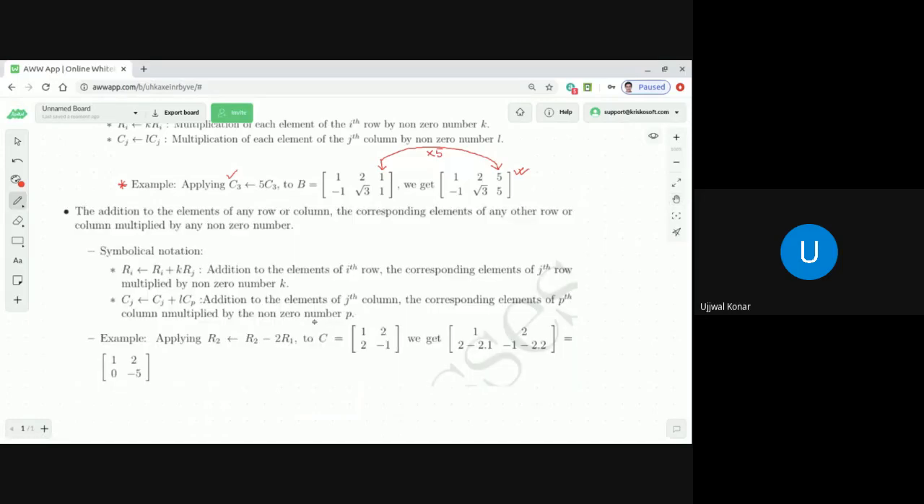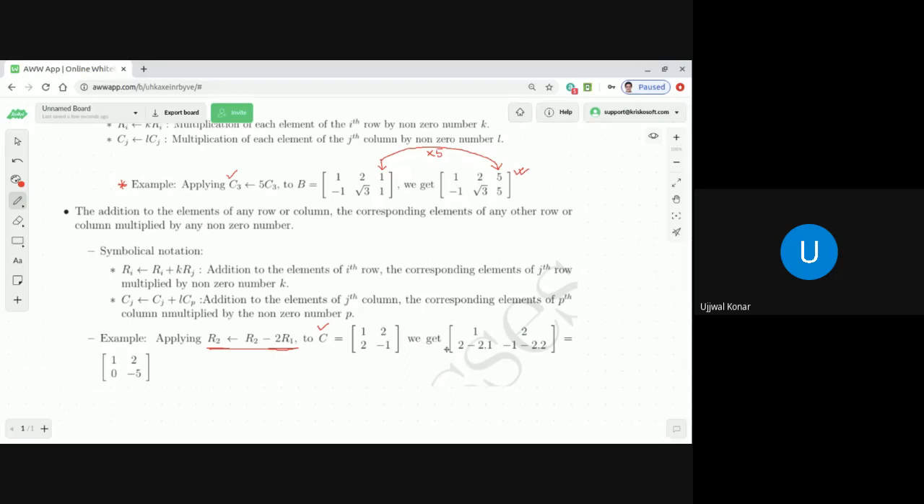Let us consider the matrix C. Dear students, if you look into the matrix C, it is a 2 by 2 matrix where the first row is 1, 2 and the second row is 2, -1. Now, what elementary operation are we doing? We are doing R2, the new R2 is R2 minus 2R1. What does it mean? In the transformed matrix, the second row will be the original second row minus 2 times the corresponding element of the first row.